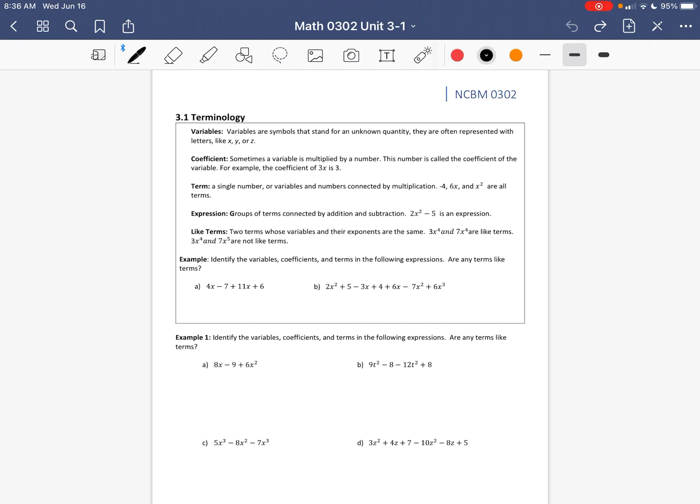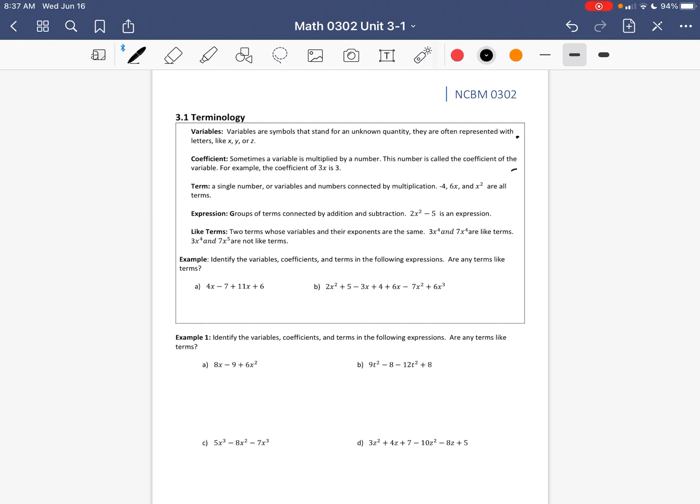Okay, so in this section, we introduce the terminologies. What terminology do we use in this course, and also in mathematics in particular? Well, some of the terminology that we use are variables. Variables are symbols that stand for an unknown quantity. They're often represented by a letter like X, Y, or Z.